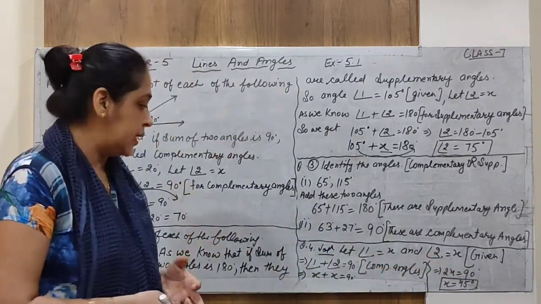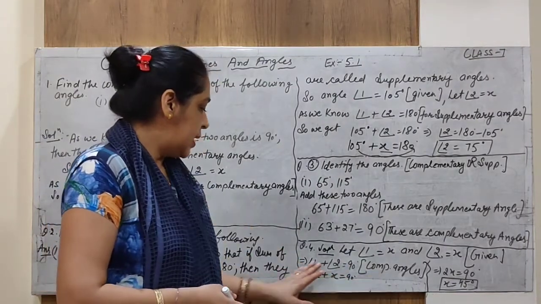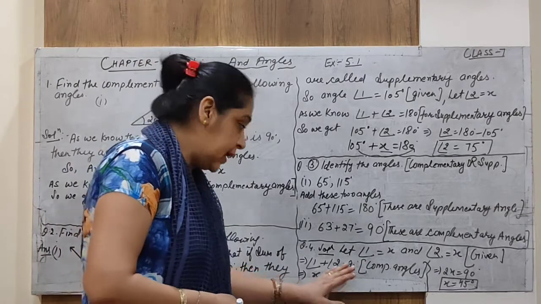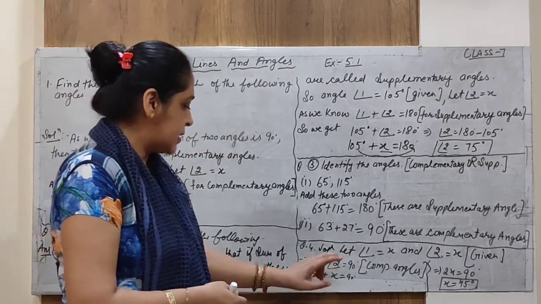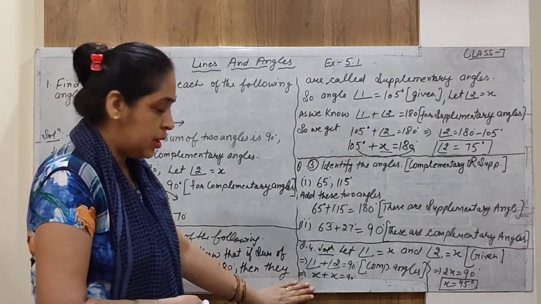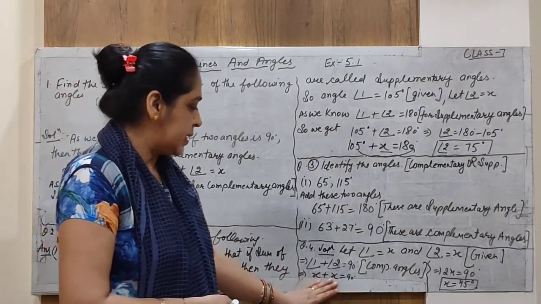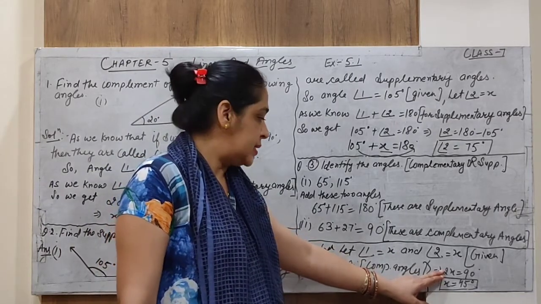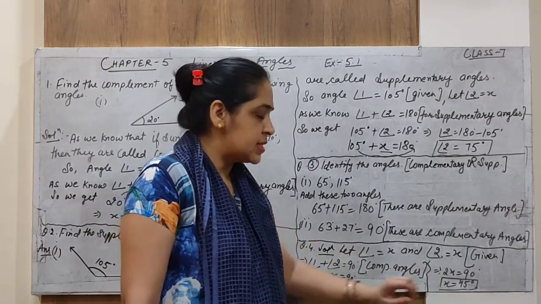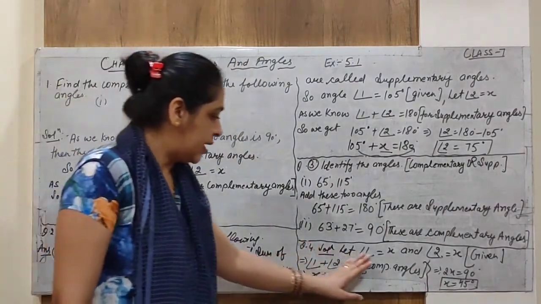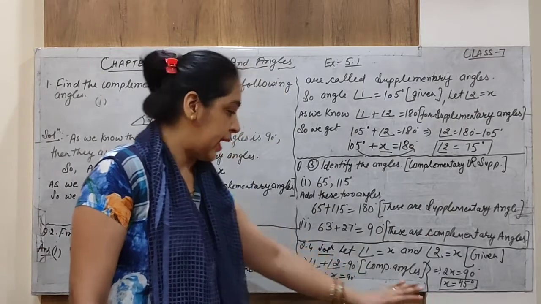Now again put the condition for complementary. The sum of two angles is equal to 90 degrees. So x plus x is equal to 90 degrees. We get an equation now. On the left hand side, x plus x is equal to 2x. 2x is equal to 90 degrees. So x is equal to 45 degrees. So in this way we can find all the angles.